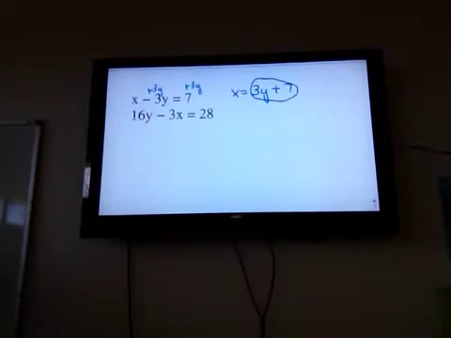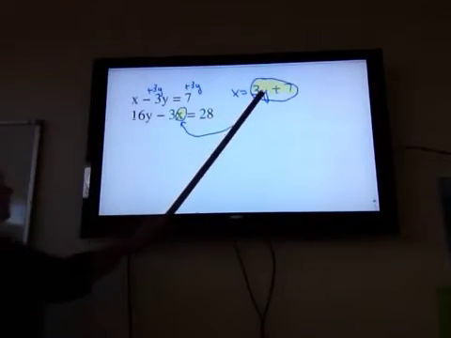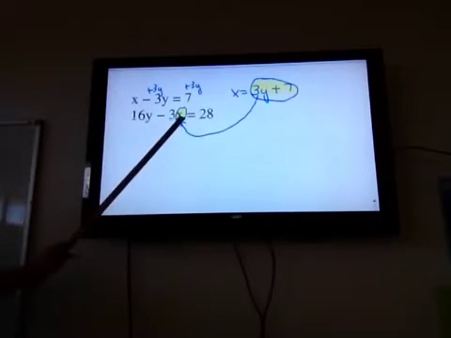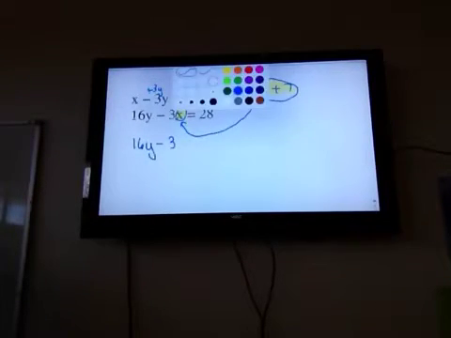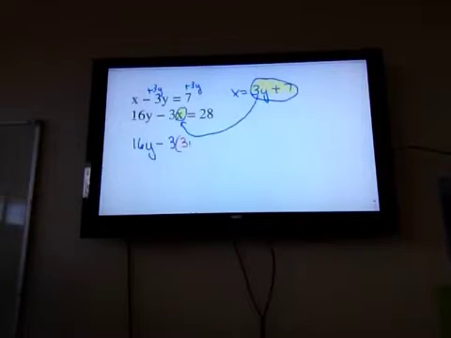So this is going to go into the other equation for x. X equals, that's why it's going to go in for x. So my 3y plus 7 is going to go in for that x, into the other equation. So I make my substitution. 16y minus 3. X is out of the game. 3y plus 7 goes in the game. Equals 28.